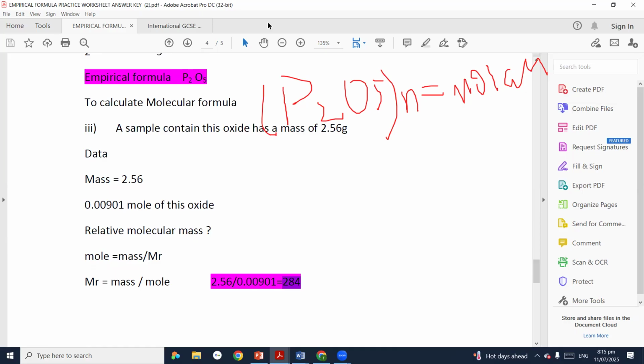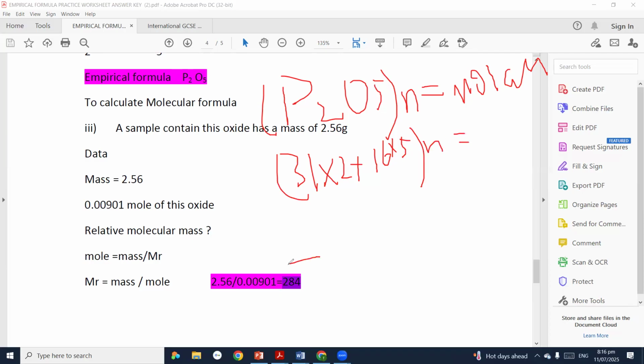Okay. Then I will keep it here like this. Phosphorus, you know that phosphorus is 31 multiplied by 2, plus oxygen 16 multiplied by 5. Okay. And here I have calculated the molar mass with the help of mass and mole. I will write it down here.